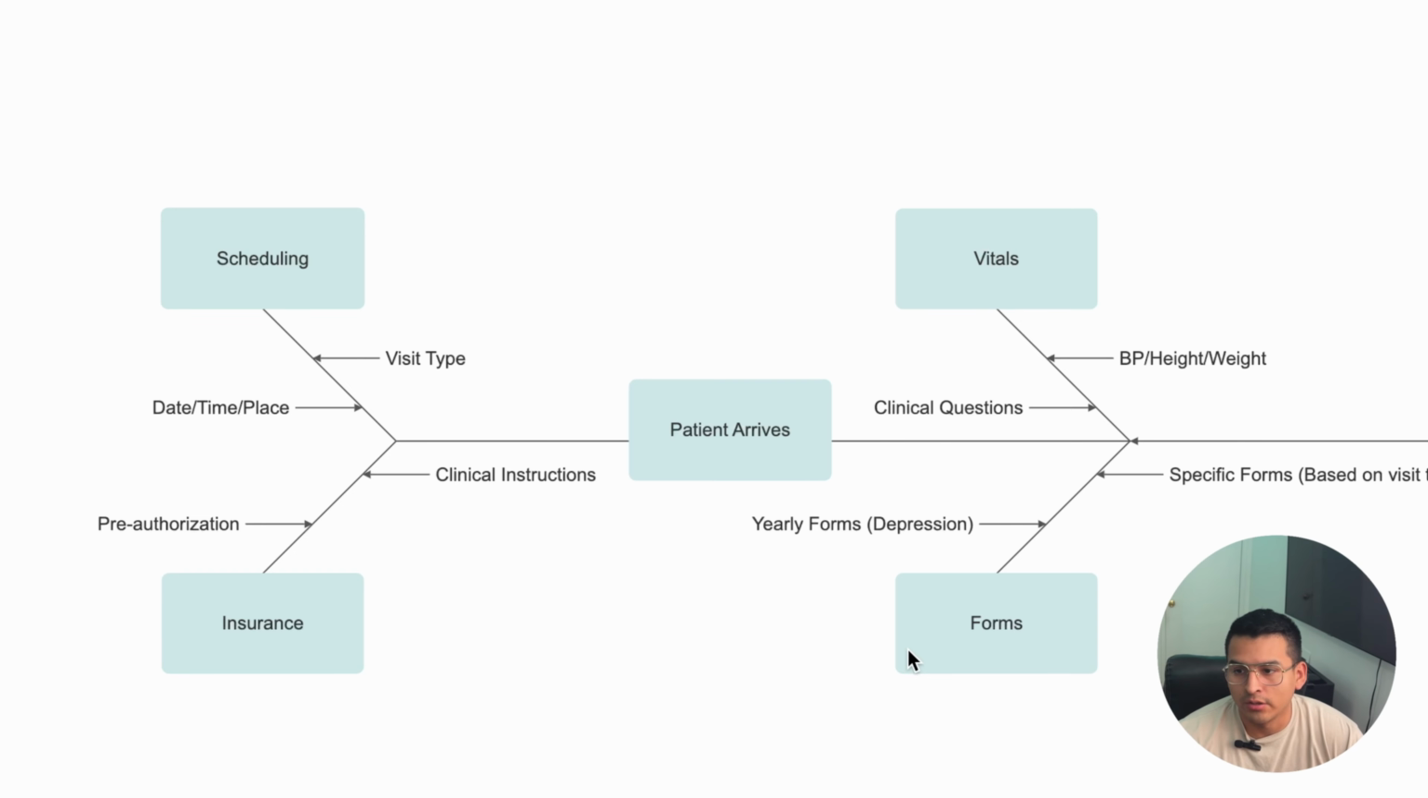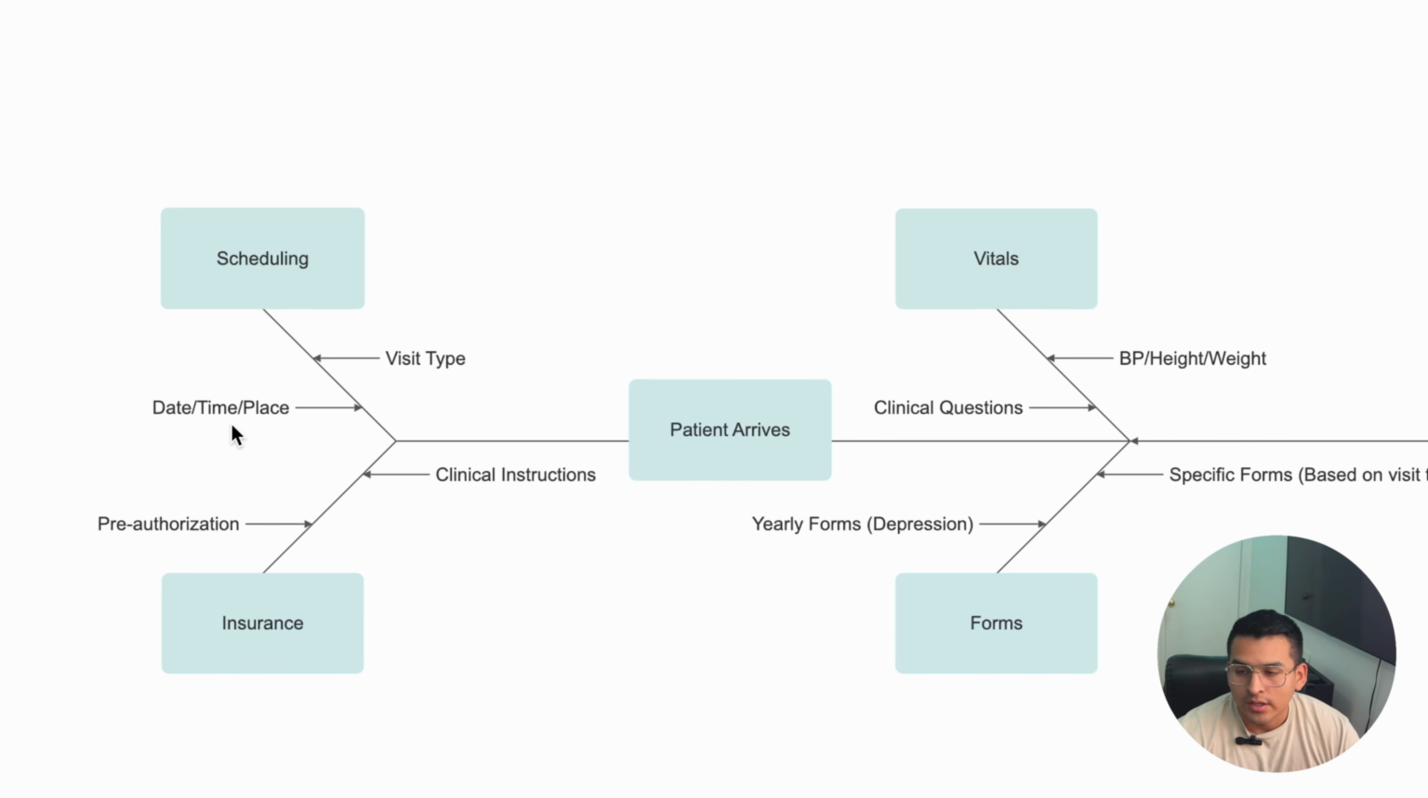I just wanted to show you this diagram for you to understand what the software does. So before the patient even arrives, we need to be able to schedule their appointment, and to do that, the EHR will have to have a functionality for scheduling. In this section up here, we have two things that go into scheduling: the visit type and the date, time, and place.